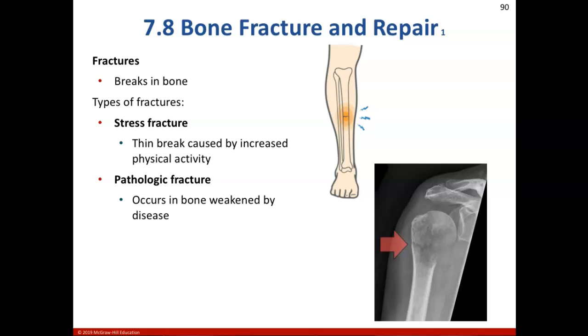And I made this section a little bit more detailed because I wanted you to be able to identify these fractures for your lab. So our types of fractures could be a stress fracture in which we have a thin break caused by an increase in physical activity. So let's say somebody was a runner and not well conditioned, they might have these stress fractures if they overdo it. Or we could have a pathologic fracture in which the bone will be weakened due to a disease.